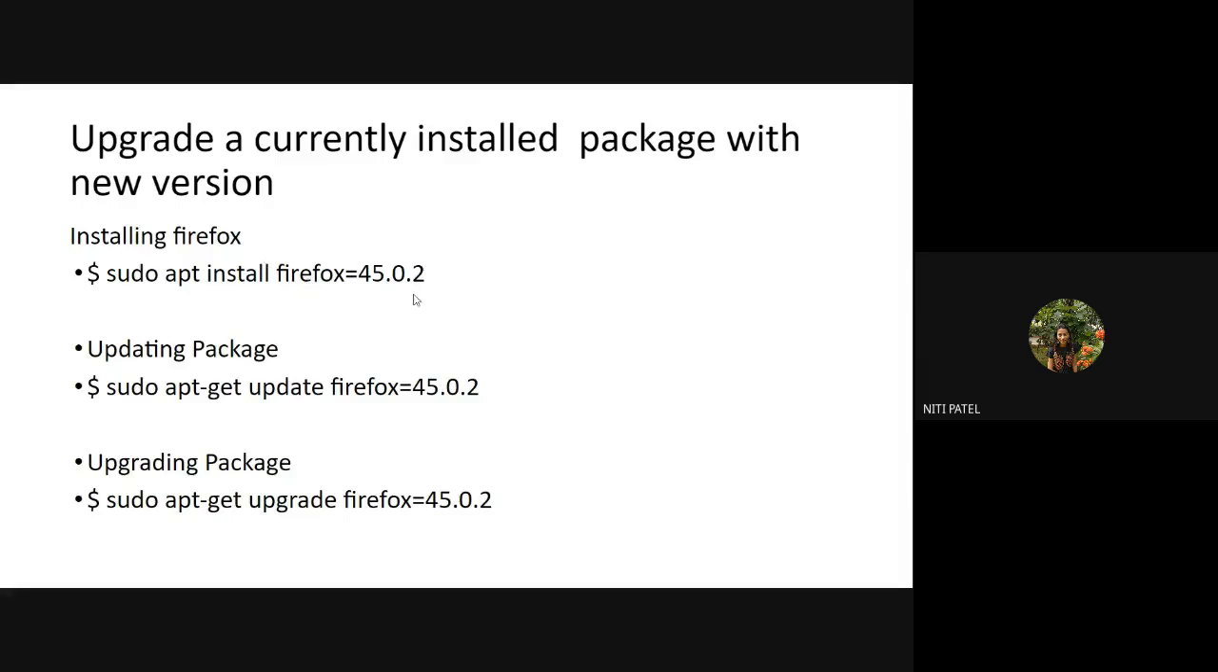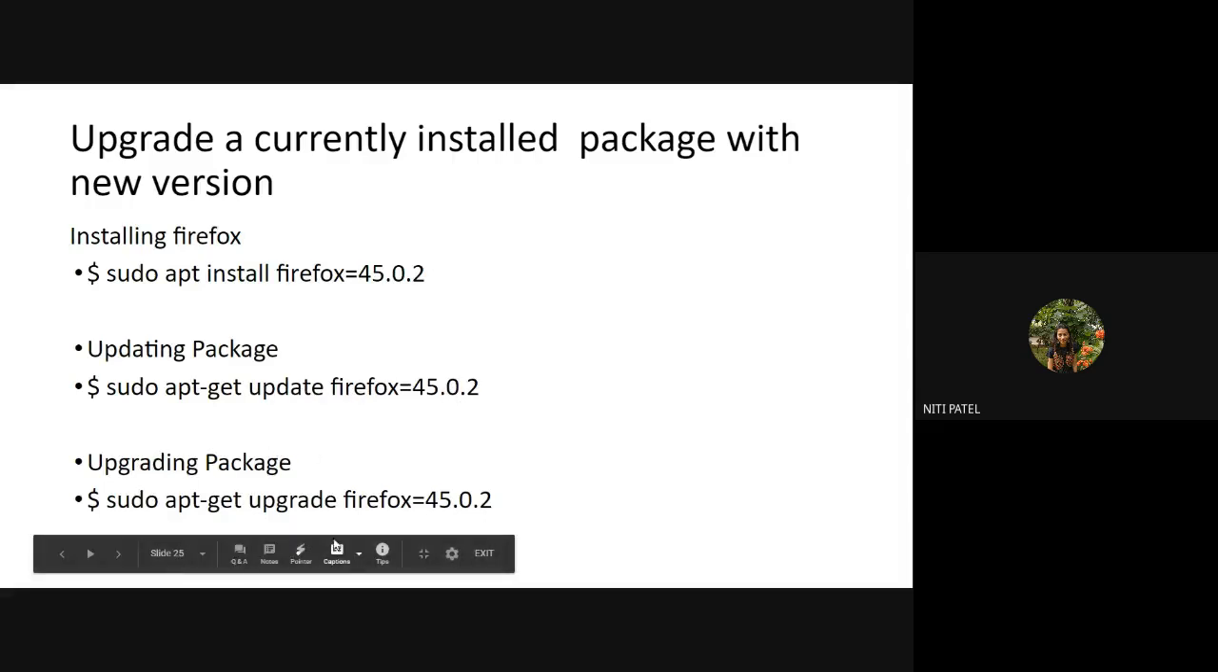For a specific application with a version number, I have to install it by writing the appropriate version number. Then next, if I want to update that, what I have to write is sudo apt-get update firefox=45.0.2. So what it will do is update Firefox to the version number 45.0.2. Again, if I want to upgrade it, I'll be upgrading it with the same command, only the update is replaced by upgrade. So if you see all three, all the commands are the same.